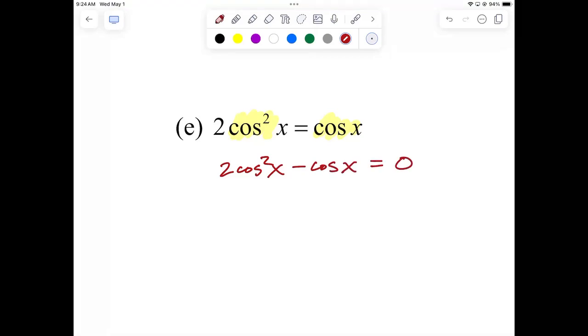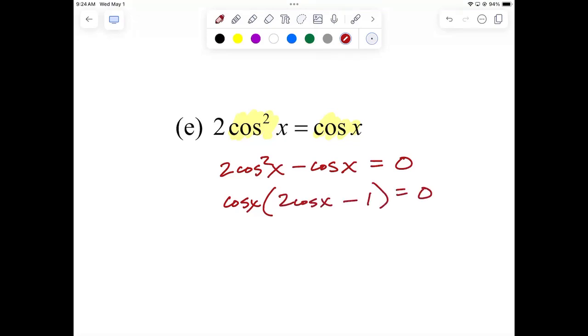Now in this shape, I'm good. I'm in good shape because I already have a common factor. I don't have to use the Pythagorean identity to get cosine squared in terms of sine squared. I just factor out a cosine, and that leaves me 2 cosine of x minus 1 equaling 0.